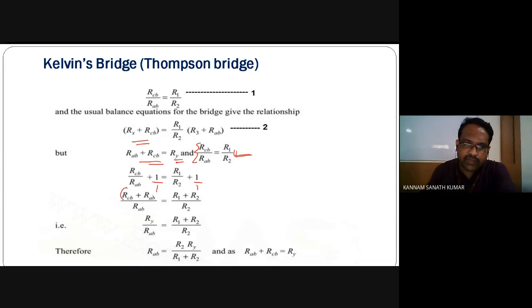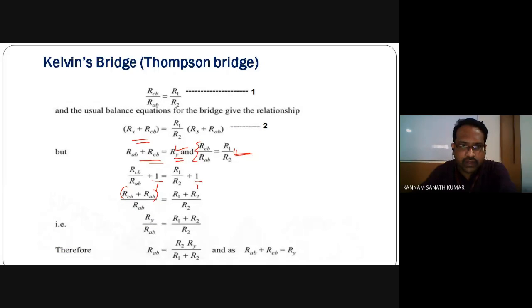RCB plus RAB by RAB equal to R1 plus R2 by R2. But RCB plus RAB equal to what? The lead resistance. What is that? Ry. So Ry by RAB equal to R1 plus R2 divided by R2. Now cross multiply and bring it to this side. So what are you getting?